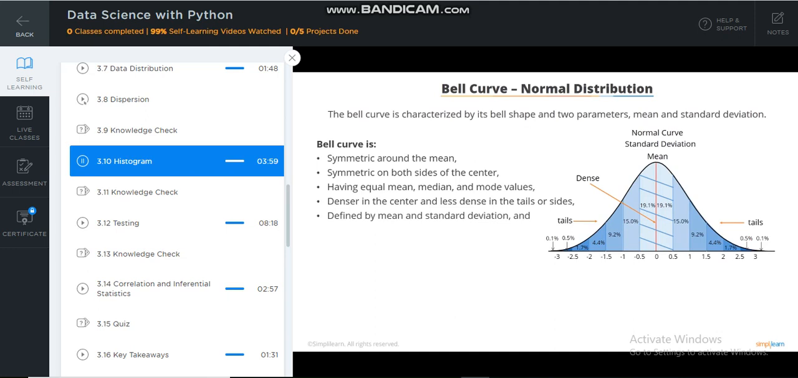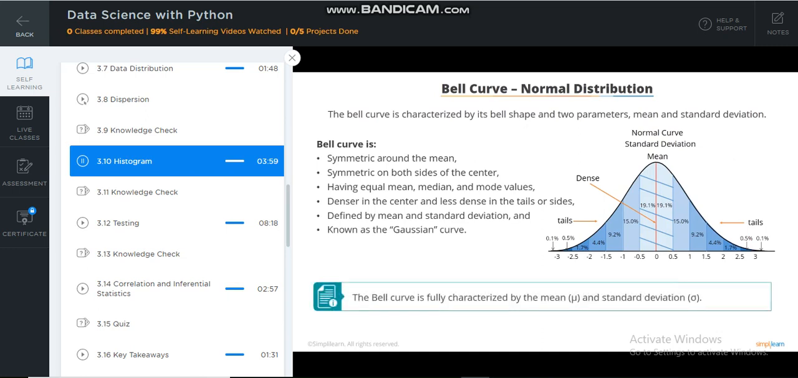Normal distributions are defined by two parameters, the mean and the standard deviation. The bell curve is also known as the Gaussian curve. Let's understand the bell curve better.